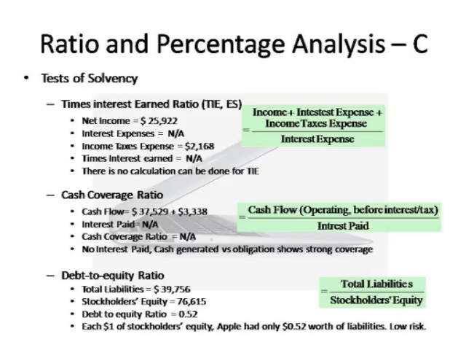The third one is the debt to equity ratio. It is computed by the total liability divided by stockholders' equity, which is about $40 billion divided by $76.5 billion, and the ratio is 0.52, which means for each $1 of stockholders' equity, Apple had only 52 cents worth of liability, and it is very low risk.